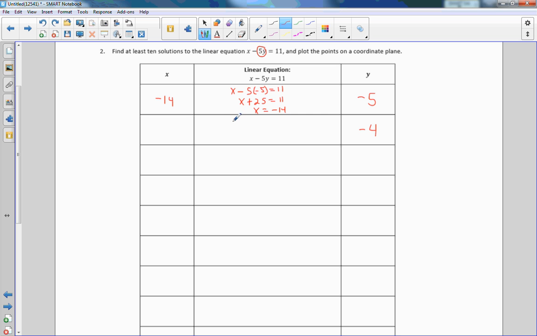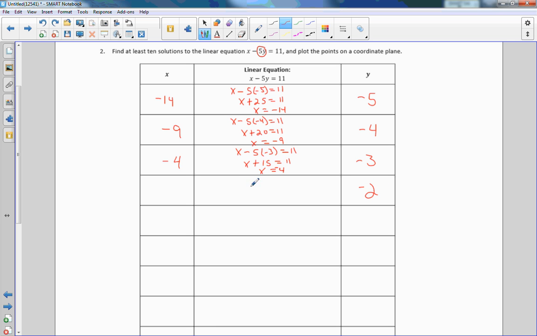I'm going to go in order this time. So negative 4. X minus 5 times negative 4 equals 11. X, negative times negative is positive, 5 times 4 is 20 equals 11. Subtract 20 from both sides, and I get negative 9. Okay, choose negative 3. X minus 5 times negative 3 equals 11. X, negative times a negative is positive, 5 times 3 is 15, equals 11. Subtract 15 from both sides, 11 minus 15 is negative 4.